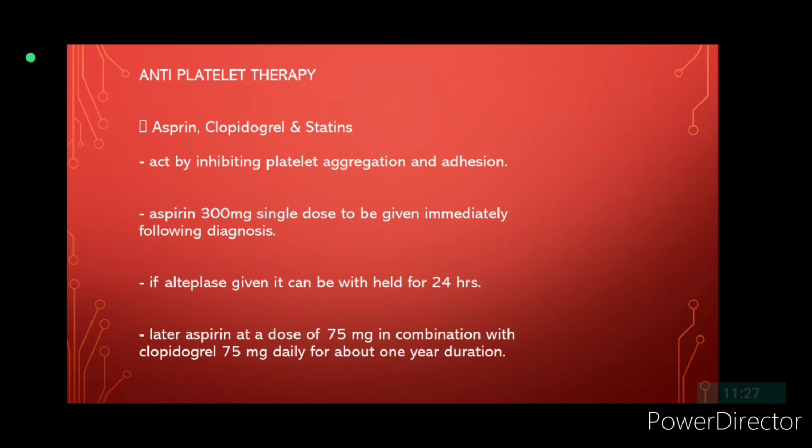Antiplatelet therapy. Aspirin and statins act by inhibiting platelet aggregation and adhesion. Aspirin 200 mg single dose to be given immediately following diagnosis. If alteplase given, it can be withheld for 24 hours. Later, aspirin at a dose of 75 mg in combination with clopidogrel 75 mg daily for about 1 year duration.